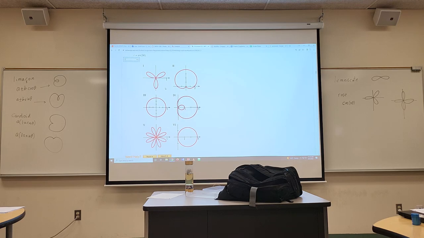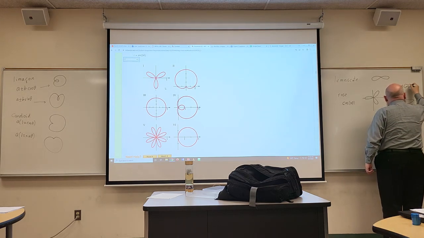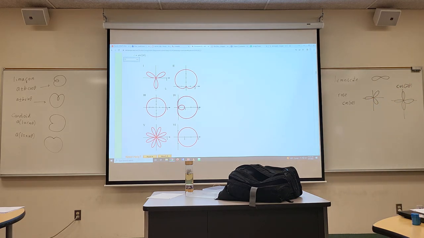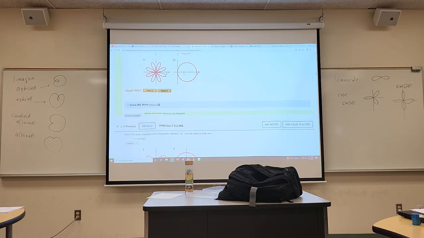So the coefficient next to theta is going to decide how many petals it has? Yes, but not as simply as you might think. For example, this would be cosine 2 theta. So, it kind of has to do with whether it's an odd or an even number. Okay. This would be some variation of 4 theta, an 8 petal rose.